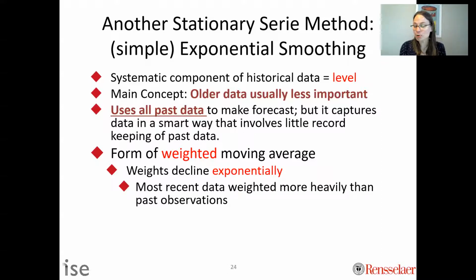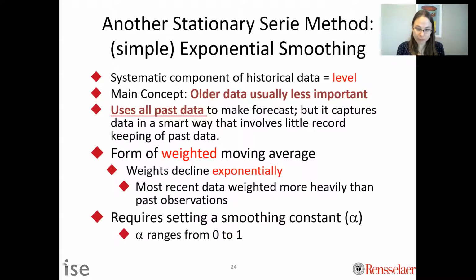Again, the most recent data point gets the most weight, but we do capture all past observations. Way out, the very first observation gets included, but with a weight that's smaller than the one that's more recent to us. This does require setting a smoothing constant called alpha, and this alpha value ranges from 0 to 1.